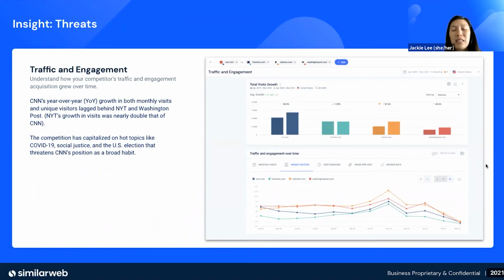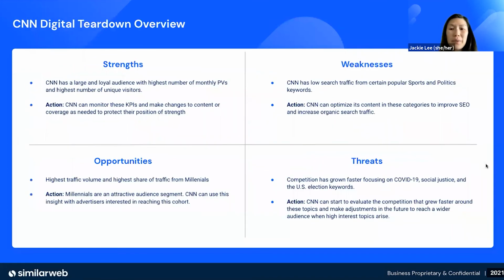What this says to us is that CNN is currently a broad habit for the broadest number of users, but there are competitors that are potentially encroaching on that territory, and it's something that CNN will need to monitor going forward. So moving on to the next slide, this is where we sort of bring the whole story together.